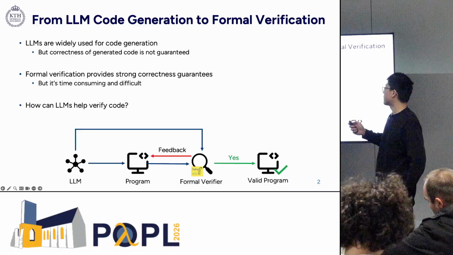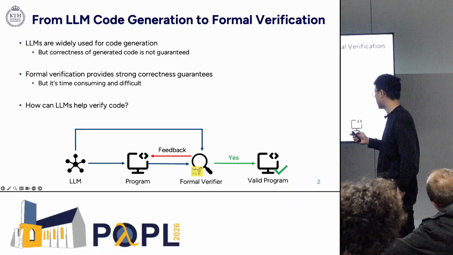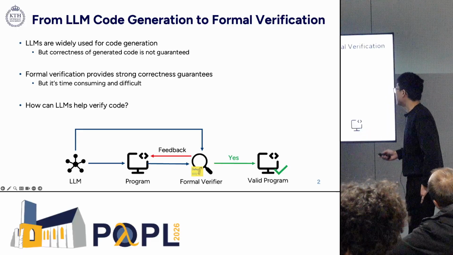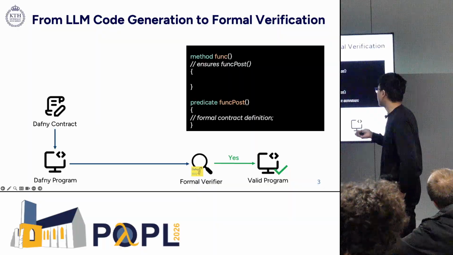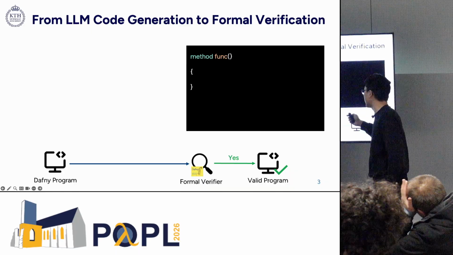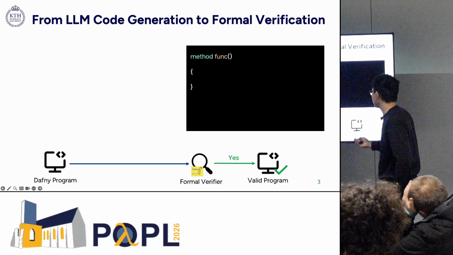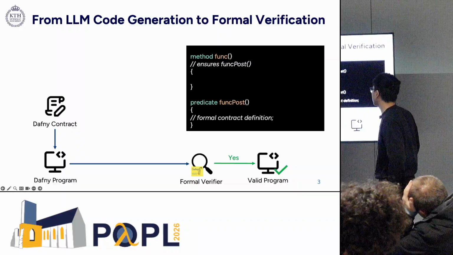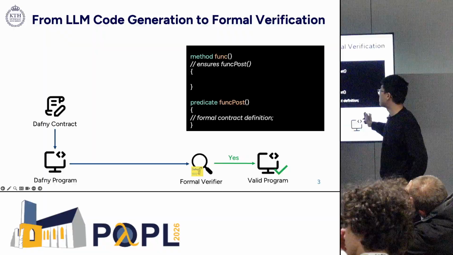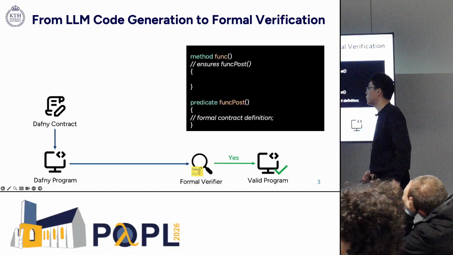So we also started to think about whether an LLM can help verify the code, and we started with Dafny code verification. Now imagine that we have a Dafny program, which is a method, func, and now we want to verify it. So it needs a set of contracts. Here we only use a postcondition, so we define a func post and put it as a postcondition in the method func to try to verify it.